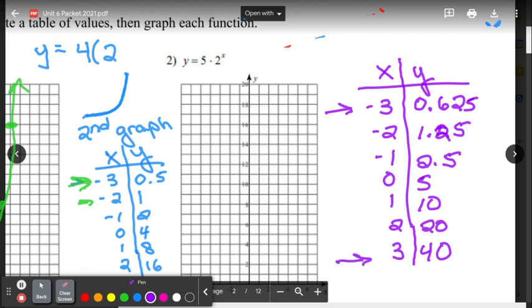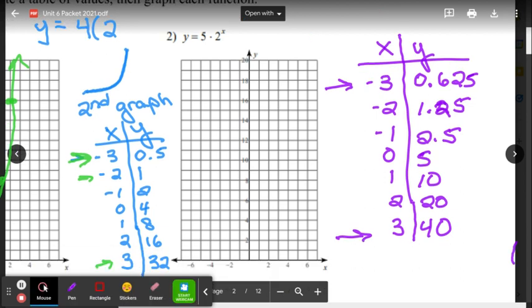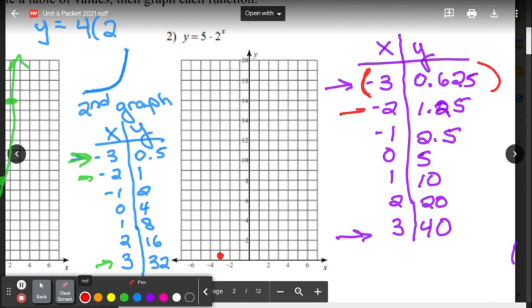Now I'm going to pause my video again just to save some time, and I'm going to plot my points. Actually, I am not going to pause it and do it because some of these are a little, as my kids would say at home, sus. So I have -3, 0.625. That's a super teeny tiny decimal. So I'm just going to go over to -3 and somewhere between 0 and 1 put a big old dot. -2, 1.25. So just a hair over the 1, I'm going to put a dot. -1, 2.5.